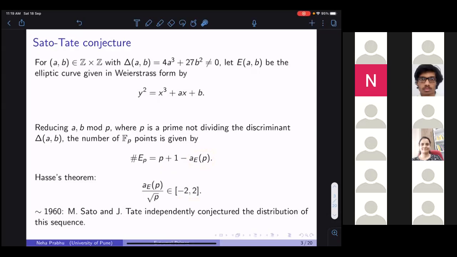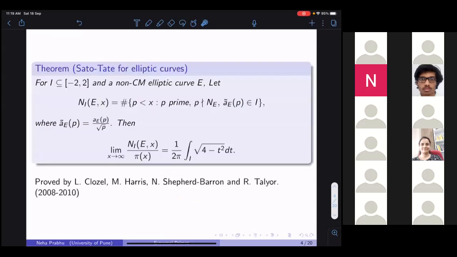Around 1960, Sato and Tate independently conjectured the distribution of the sequence, and that was known as the Sato-Tate conjecture. So in the case of elliptic curves, if E is a non-CM elliptic curve, and you count the proportion of primes for which the normalized sequence elements lie in a chosen interval of [-2, 2], then the proportion of such primes tends to a certain measure of the interval, which is known as the Sato-Tate measure. This is normalized for [-2, 2]. You might see different functions depending on what interval you're taking; if you're taking it from -1 to 1, it looks slightly different. But this is the conjecture, and it was proved in a series of papers by Clozel, Harris, Shepherd-Barron, and Taylor.